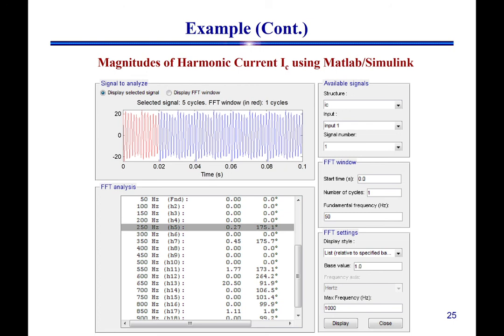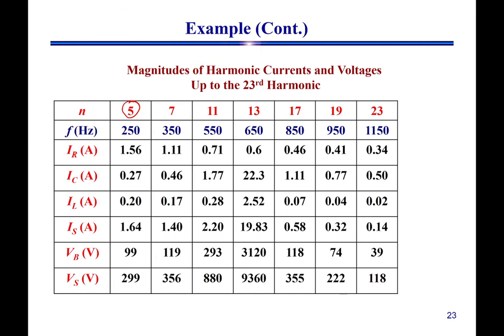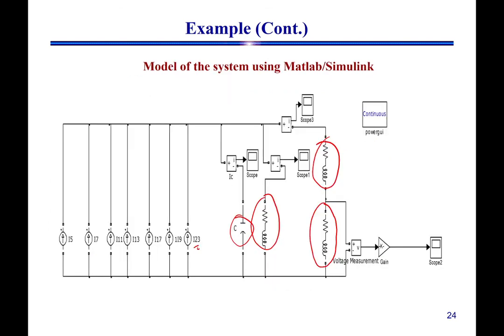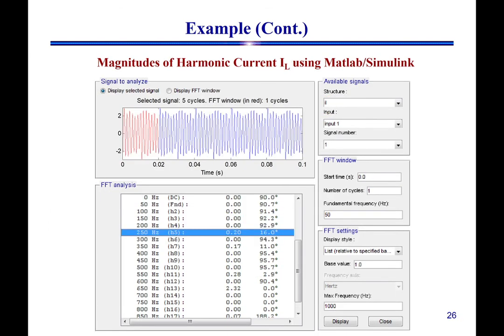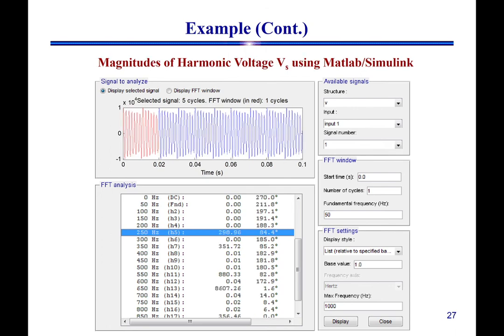For example, if we look at the 5th harmonic, that will be the value of the 5th harmonic for the capacitor current. Over here, the capacitor current at the 5th harmonic is equal to 0.27. This is from MATLAB, and if we look at our analytical result, we have exactly the same value, 0.27. Of course, we can do the same thing with the others. Okay, so that's all for this unit, or for this chapter. Thank you.